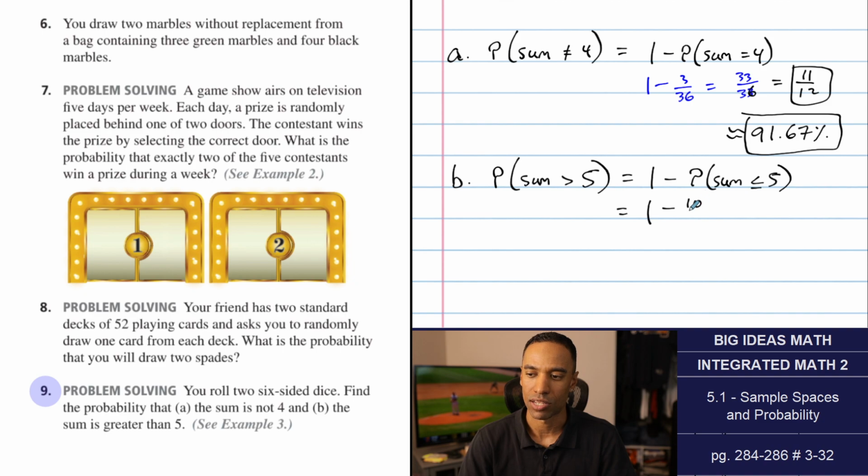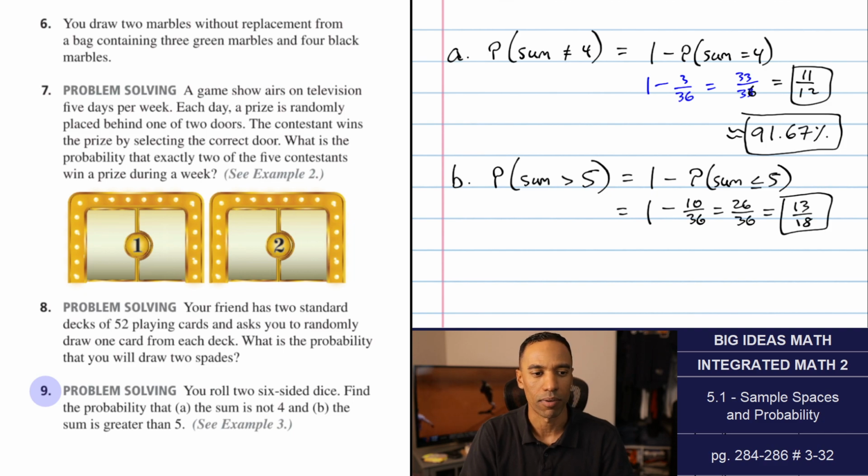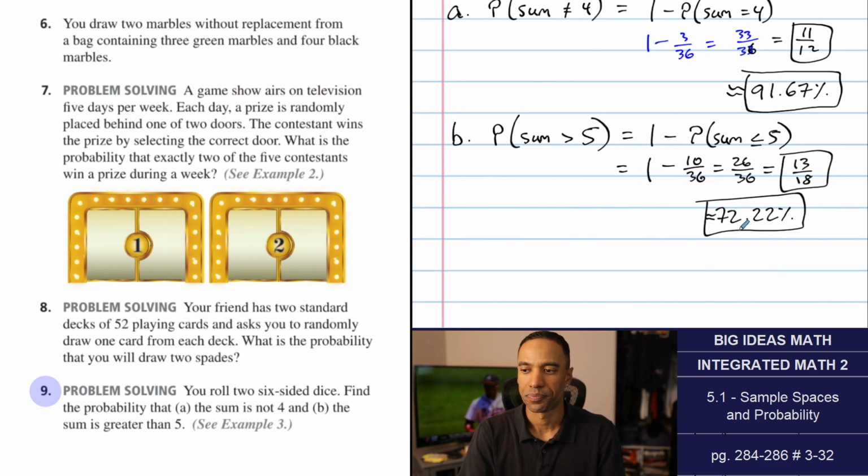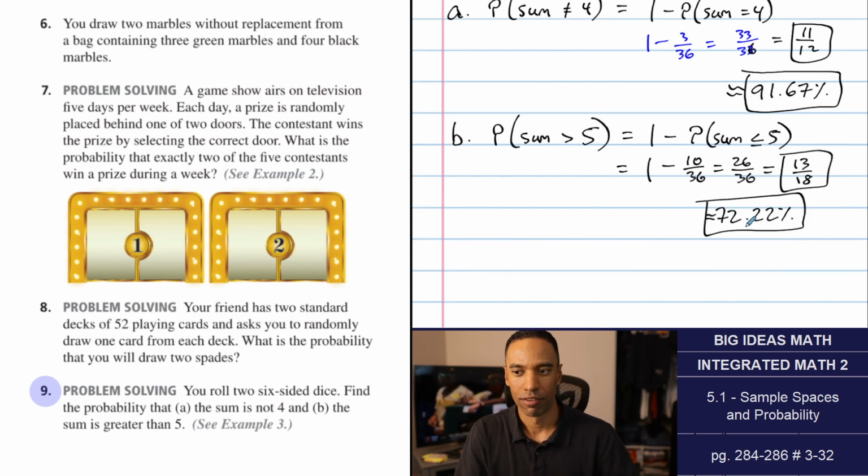So this is 1 minus 10 out of 36, which is 26 out of 36. 26 out of 36 just divides by 2, and you can reduce that to 13 out of 18 as a fraction. And as a percentage, when we divide those, we get 0.7222. So 72.222%, repeating, of course, odds of being greater than 5.